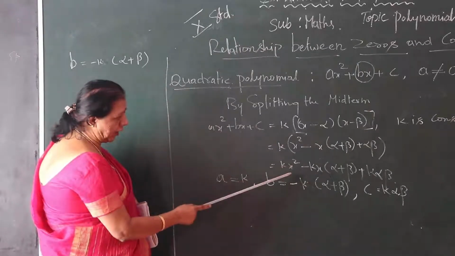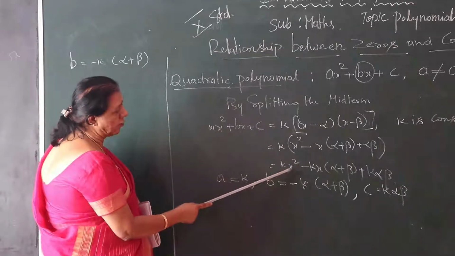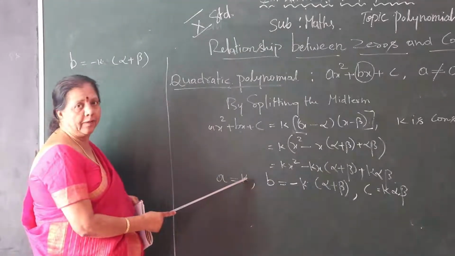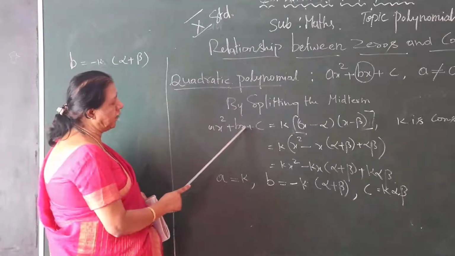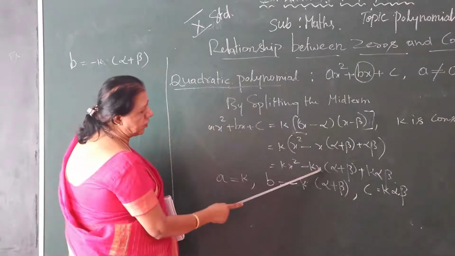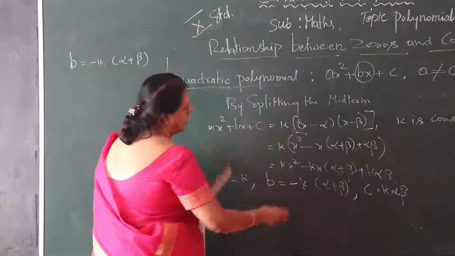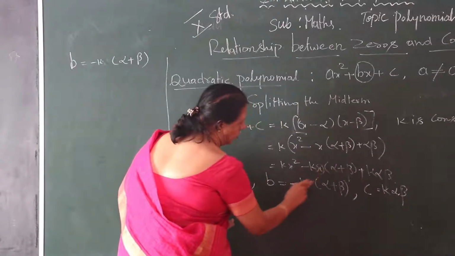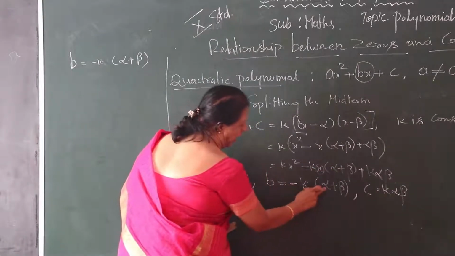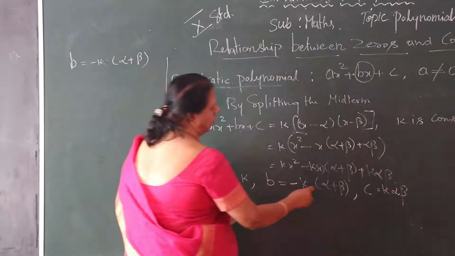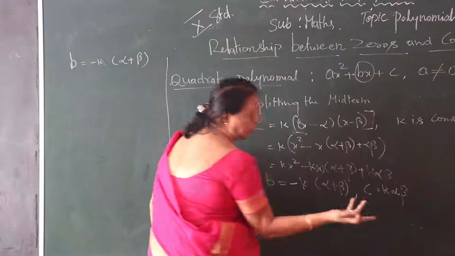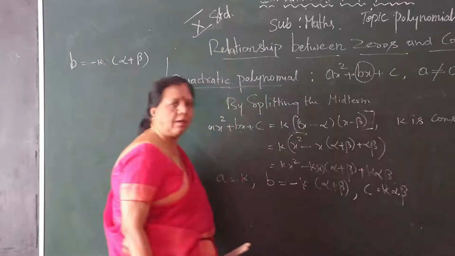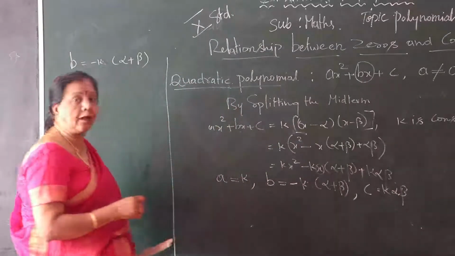So following this, what is the coefficient of x square? a. Here the coefficient of x square is a. Therefore a is equal to k. Clear, children? Now what is the coefficient of x? Here b. The remaining term you are supposed to write: minus k alpha plus beta. What is this constant term? No need to take anything. So directly you get c is equal to k alpha beta. Okay, children? So now let us pass on to derivation.